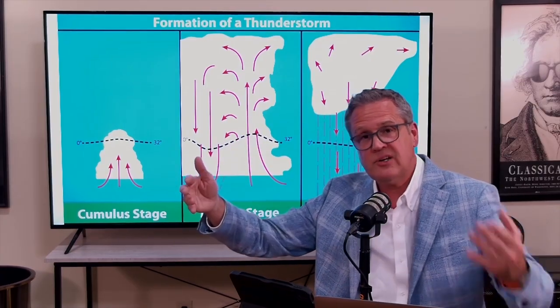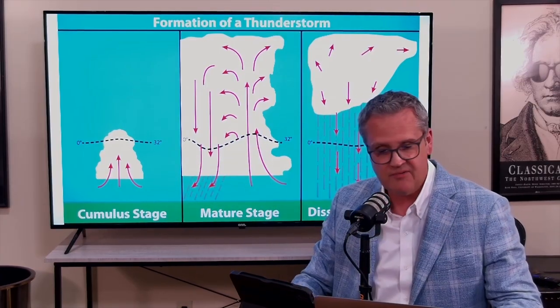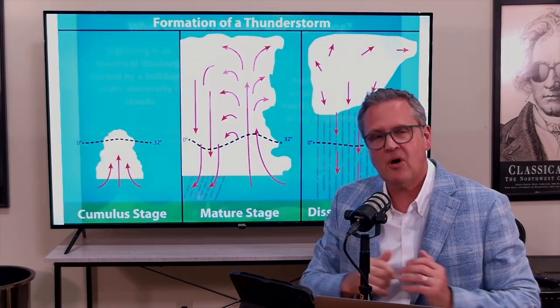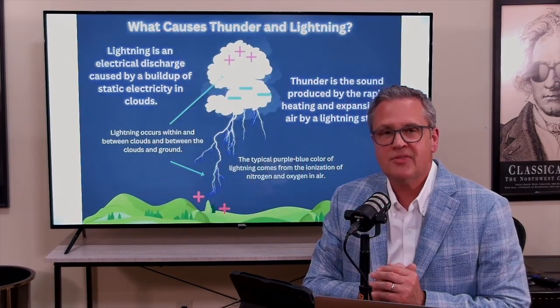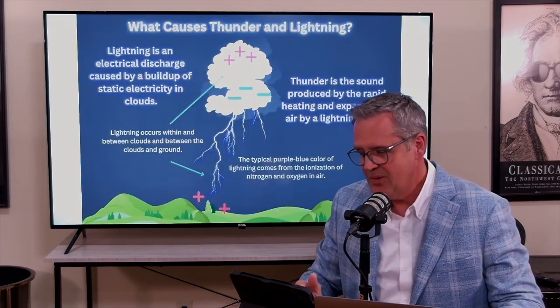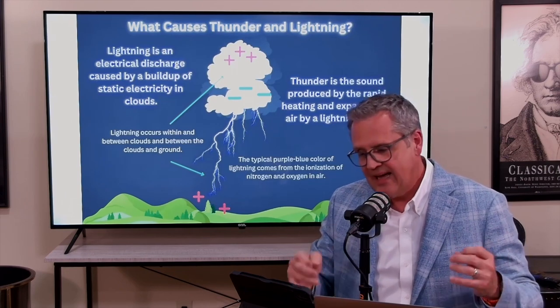You don't have as much energy going in, and the storm weakens and falls apart. So what's a big part of a thunderstorm? Well, it's the thunder, right, caused by lightning. So what in the world causes lightning and then thunder?